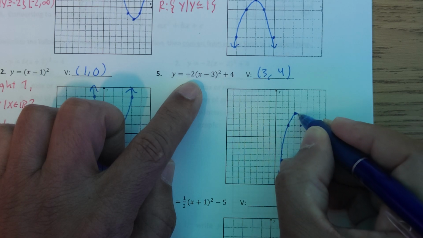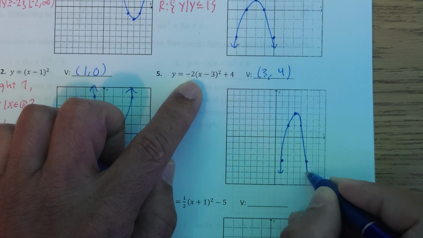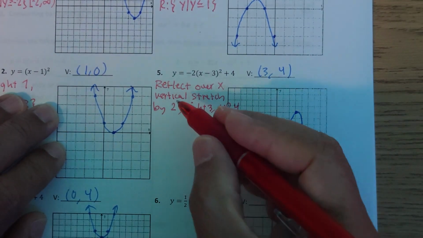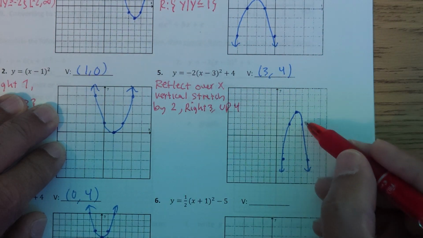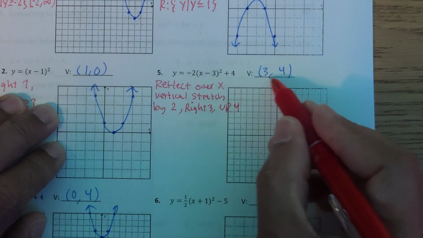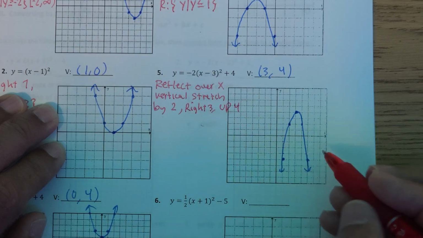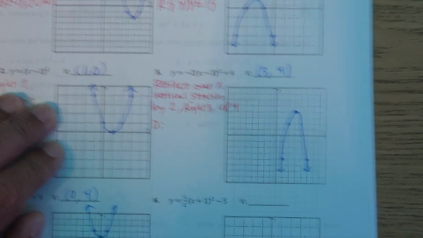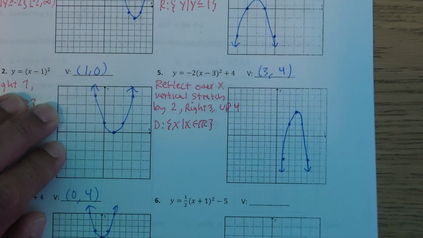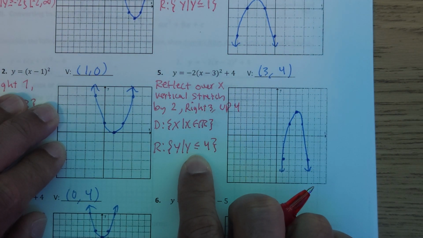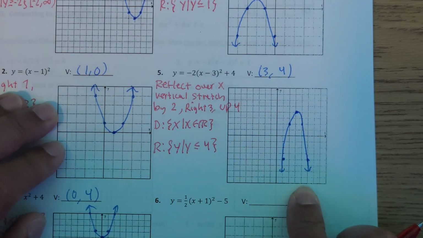And this graph got vertically stretched by a factor of 2. So I'm going to write down the transformations first. So the transformations are reflected over the x-axis, and has a vertical stretch by 2. There's that 2, and then went to the right 3, and then up 4. Okay, domain is x such that x is all real numbers, and the range is y such that y is less than or equal to 4, because from 4 this graph opens down.